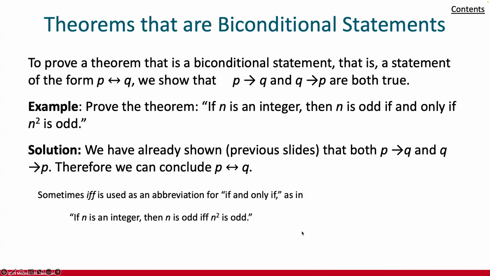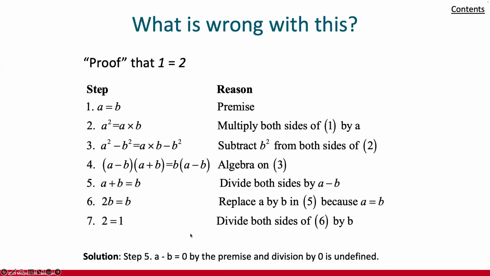We can also have theorems that are biconditional statements. So to prove a theorem that is a biconditional statement, that is a statement of the form that we show here, we show that if P then Q and if Q then P are both true. So an example that we can be using is prove the theorem if n is an integer, then n is odd if and only if n squared is odd. And you can look at that solution there and think about it more.